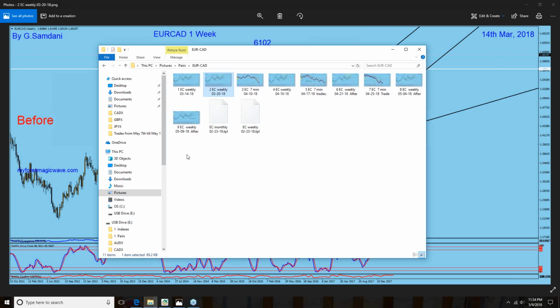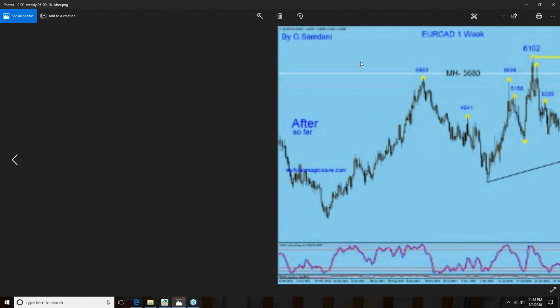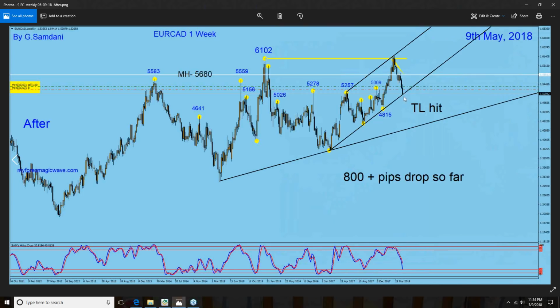14th March, and as of today, look what happened. Well, that's what I said, that it hit the TL and I closed. Look what happened. Right from there, from the top all the way down, straight line, more than 800 pips. So we had several trades. I just showed you, sell, sell, sell, sell, sell. And today alone was a 150 drop. And I finally said, okay, bye-bye, close the trade.